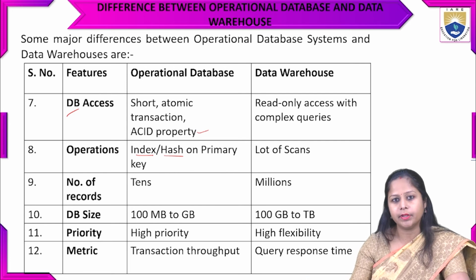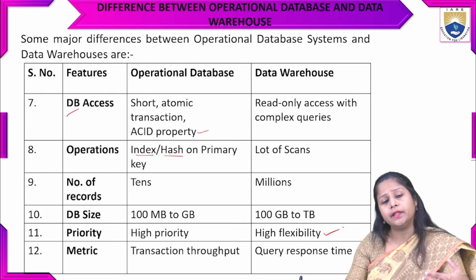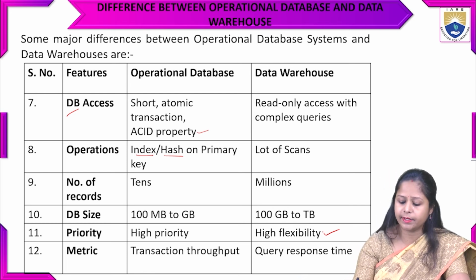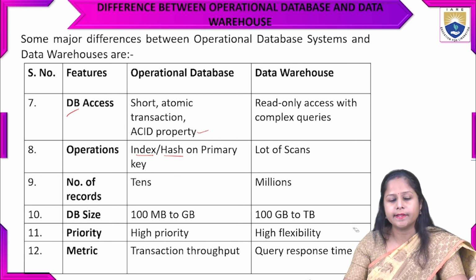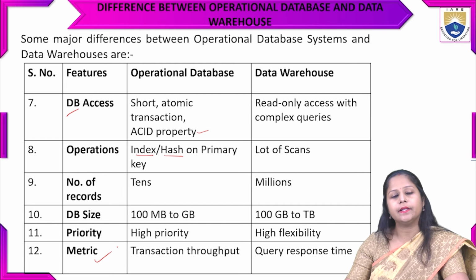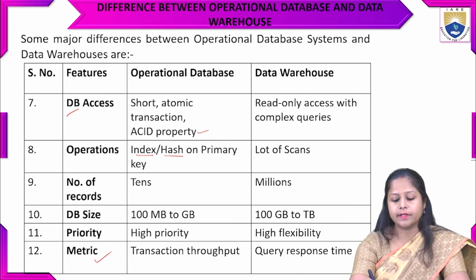So high priority will be there to use that data. But in terms of a data warehouse, high flexibility will be there, so the user can access the data as per their need. On the basis of the metric, the transaction throughput will be in operational databases.